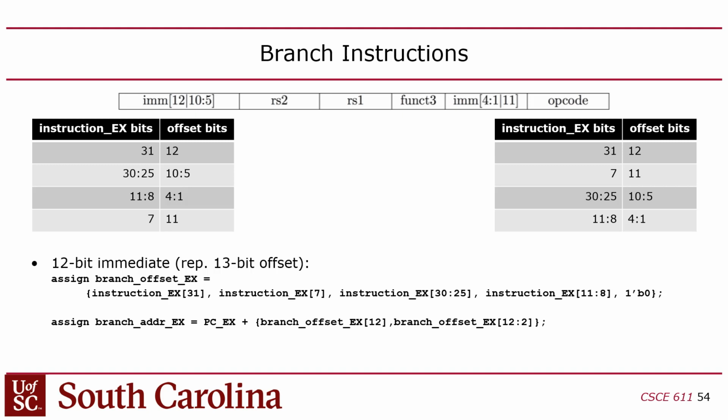So here's how you decode it. I've got 2 lines of Verilog that I gave you to use. I call it branch offset EX. The branch offset is a concatenation of instruction bit 31, then instruction bit 7, then instruction bits 30 down to 25, then instruction bits 11 down to 8, and then with an extra 0 added. So this is your branch offset, which in total is 13 bits altogether.